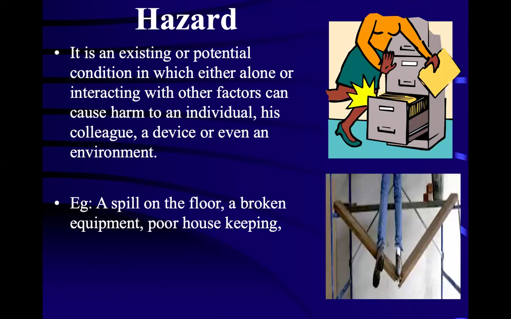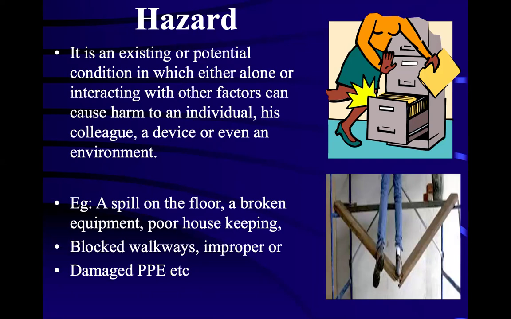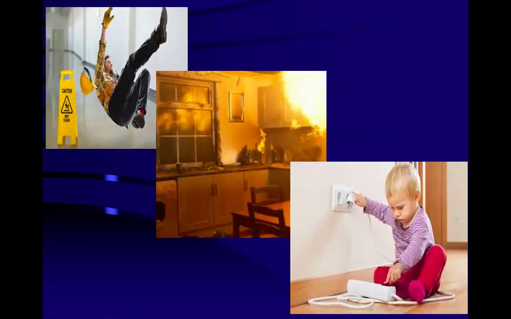So we are saying a hazard is also an existing or potential condition, a hazard as it stands alone. And this can, alone or in interaction with other factors, cause harm to an individual, and hazards come in different ways. You walk onto the factory floor, you see water spilled on the floor. It's a potential hazard. You see broken equipment, poor housekeeping. These are potential hazards that are going to injure somebody. Some also block walkways. Some also don't wear their PPEs, or even if they wear them, they are all damaged, and they are all hazard conditions.